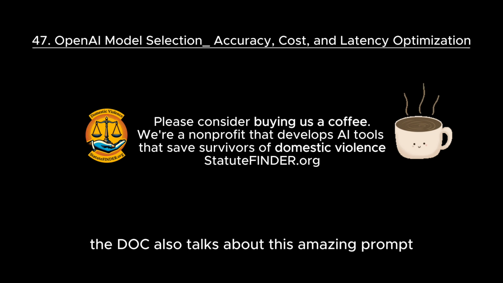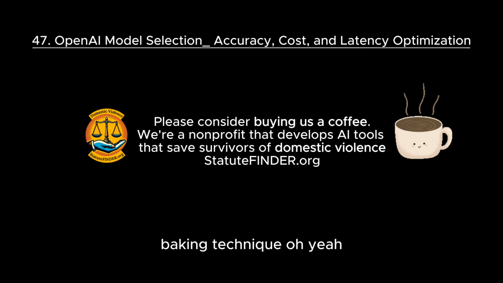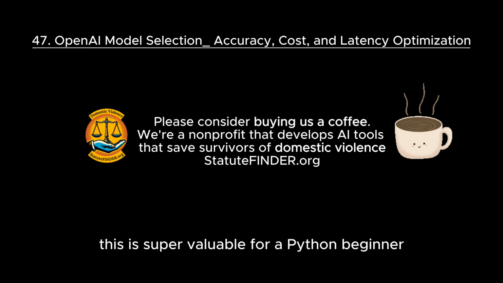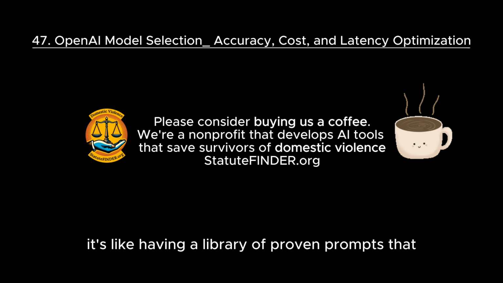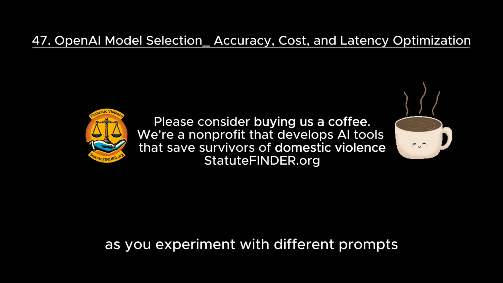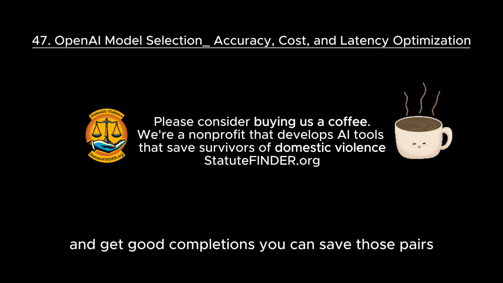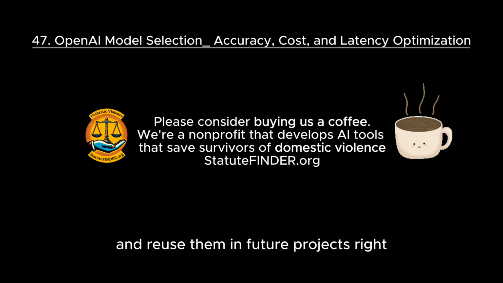The doc also talks about this amazing prompt baking technique. Oh, yeah? Collecting effective prompt and completion pairs as you go. That stood out to me, too. I'm guessing this is super valuable for a Python beginner because it's like building your own cheat sheet of what works. Precisely. It's like having a library of proven prompts that will generate good results as you experiment with different prompts and get good completions. You can save those pairs and reuse them in future projects, saving time and boosting your results.